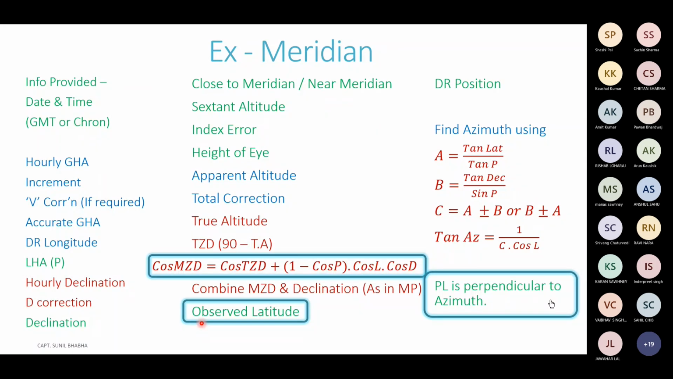I just want to familiarize you with the ex-meridian tables which are given in the nautical tables, Norie's tables. So I want to tell you the concept of ex-meridian limit. So shall we move ahead? Yes, sir. Okay.